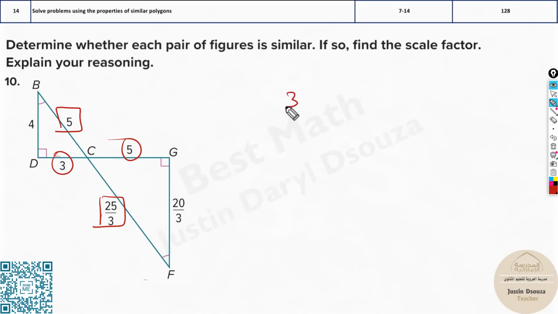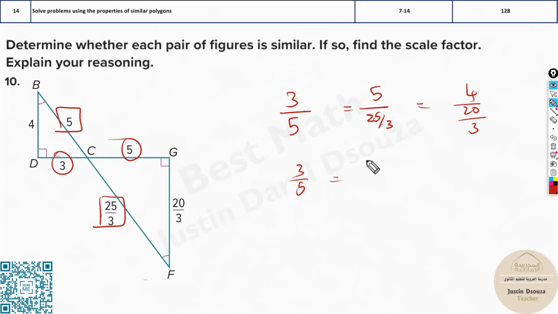So I'll choose 3 divided by 5. It must be equal to 5 from the smaller triangle first, 5 divided by, this is 25 by 3. And you can also try the other one, 4 divided by 20 by 3. You can put this in the calculator. This is already simplified, 3 by 5 itself.